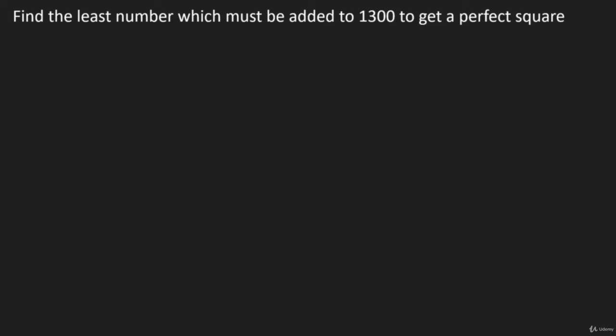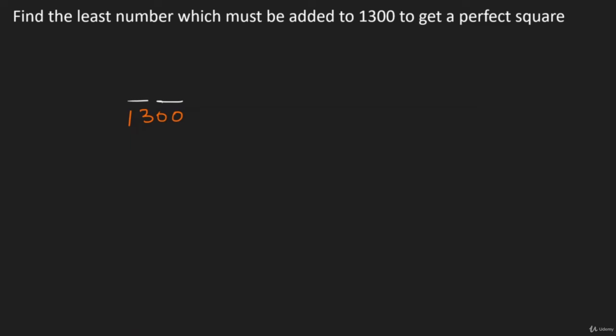Let's do this question. Find the least number which must be added to 1300 to get a perfect square. Pause the video, give it a try, and then we'll do it together. Alright, I hope you have given it a try. Let's do it together. Our number is 1300. Let's try to find the square root of 1300. Let's group the digits in sets of 2 from the right to the left.